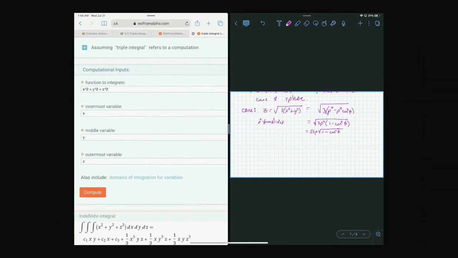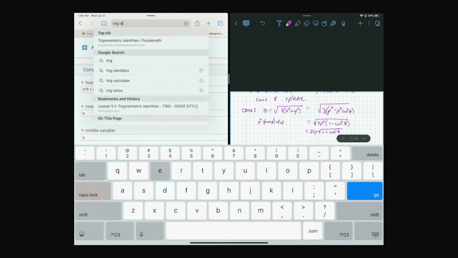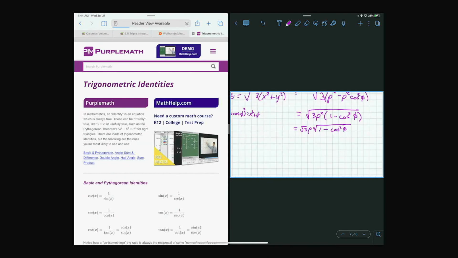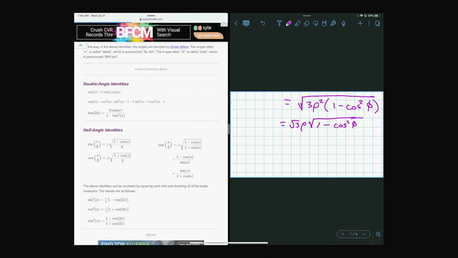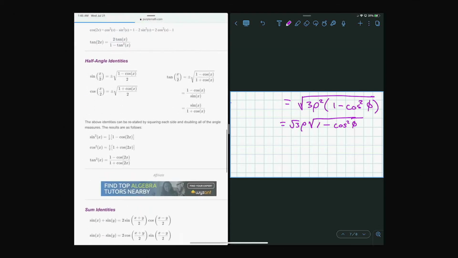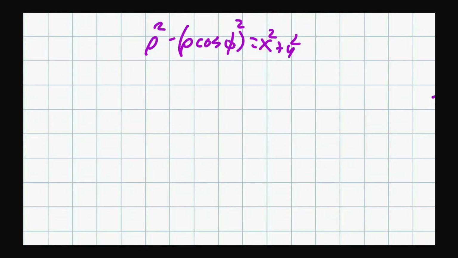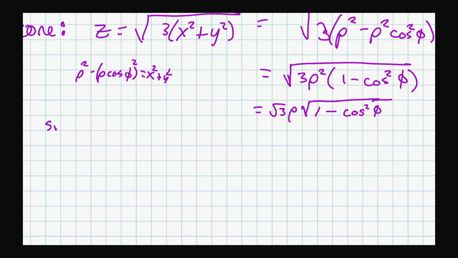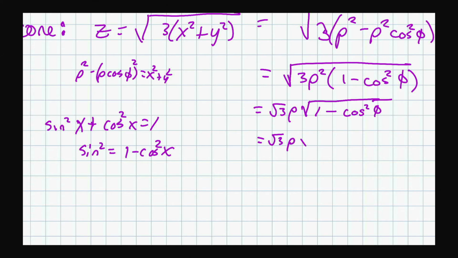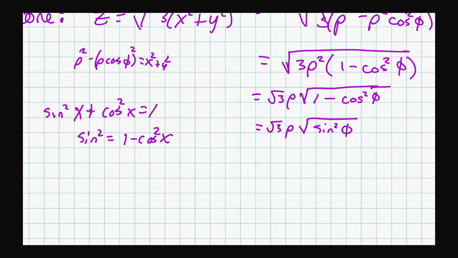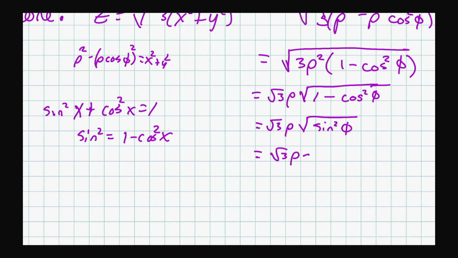Do we have those? No, of course not. We already looked at it once, but I'm just bringing us to it. So we have 1 minus cosine squared. Wait, why are we looking this up? We don't need an identity for that, right? We know that sine squared x plus cosine squared x is 1, right? So sine squared is 1 minus cosine squared x. So this is square root 3 rho times the square root of sine squared phi. So it's square root 3 rho sine phi.